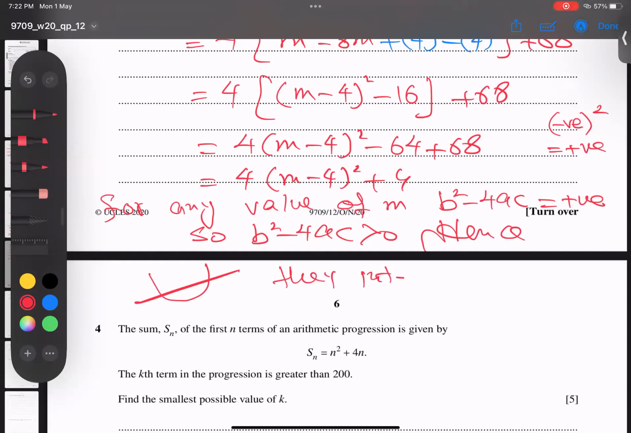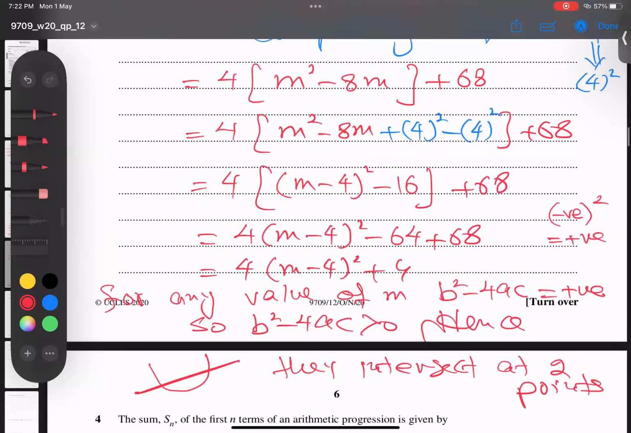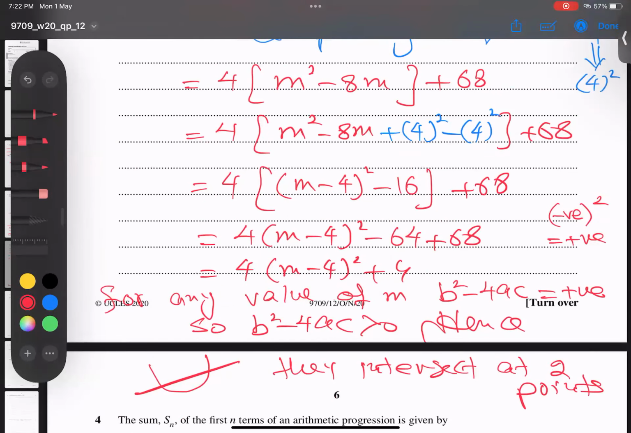They intersect at 2 distinct points. I hope so. The point is very clear, and the concept of question number 3 is also clear.